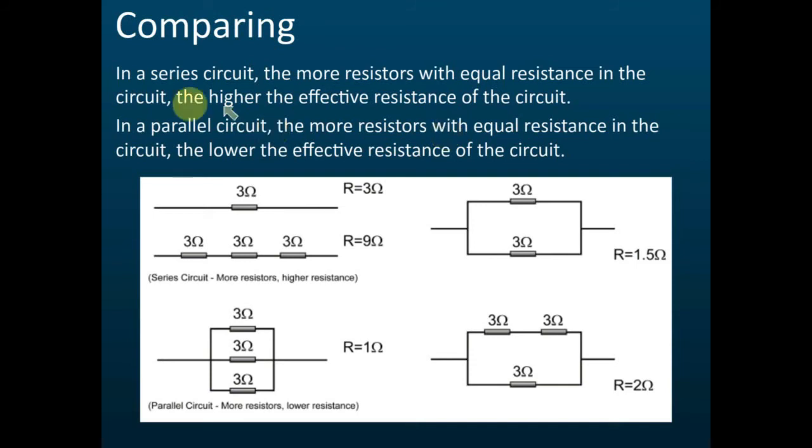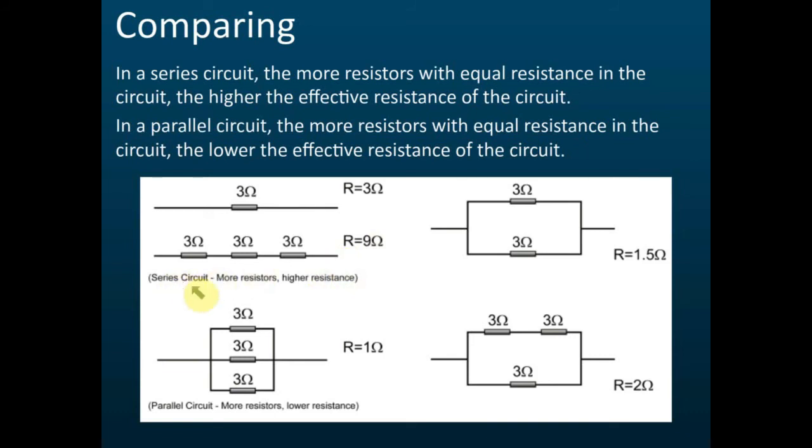Now let's start with a simple one first. Let's see this one and this one. If we have one resistor of 3 ohm, of course the resistance will be 3 ohm, right? And if we have this resistor and connect it in series, then the effective resistance becomes 9 ohm.